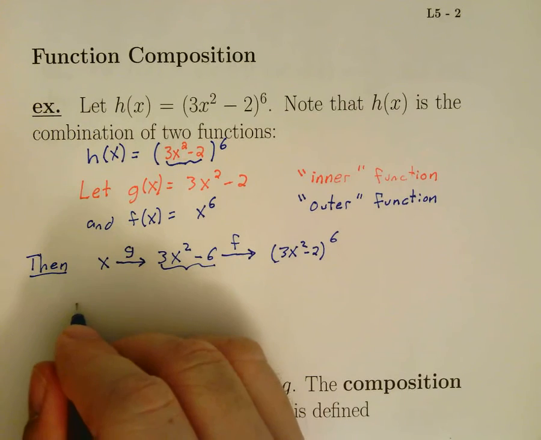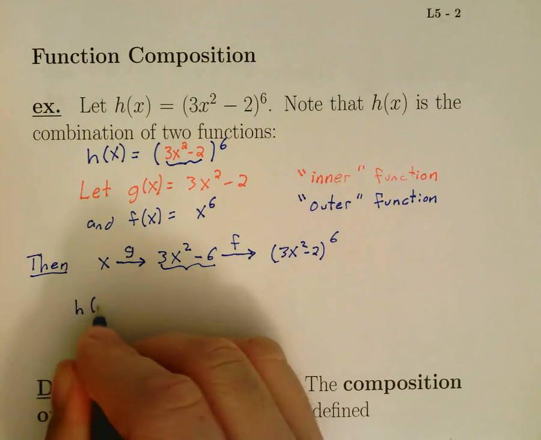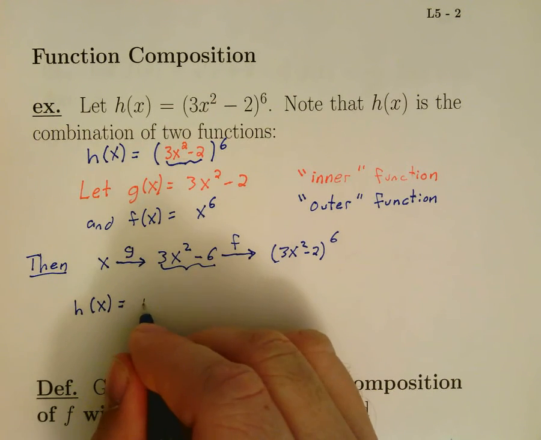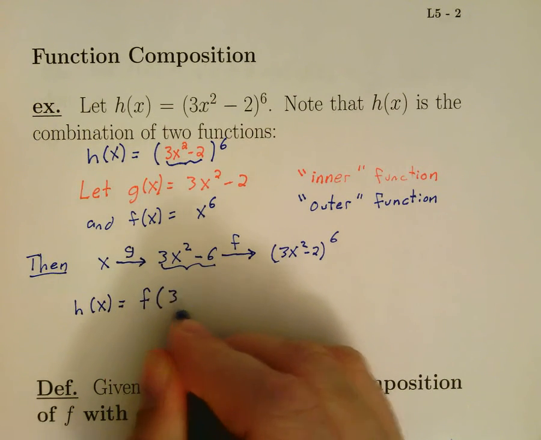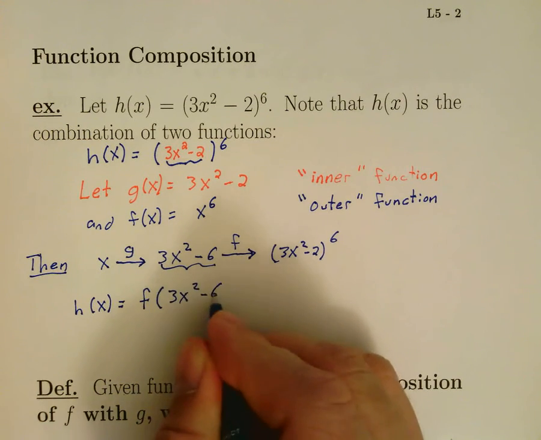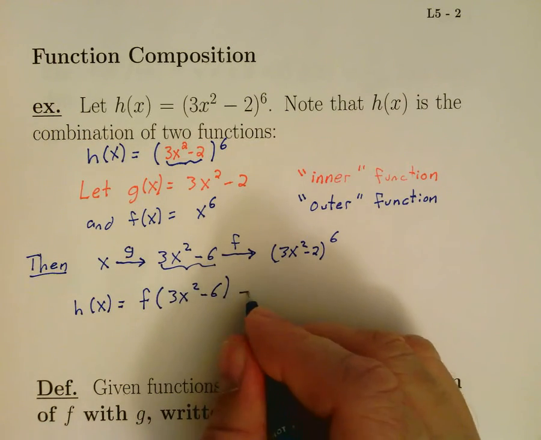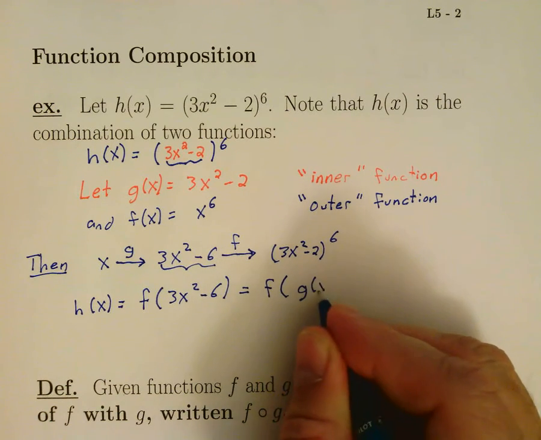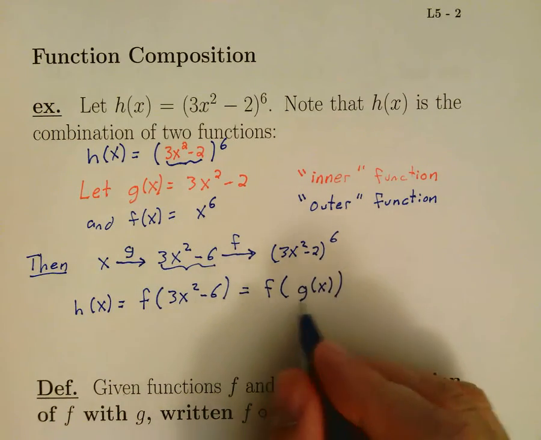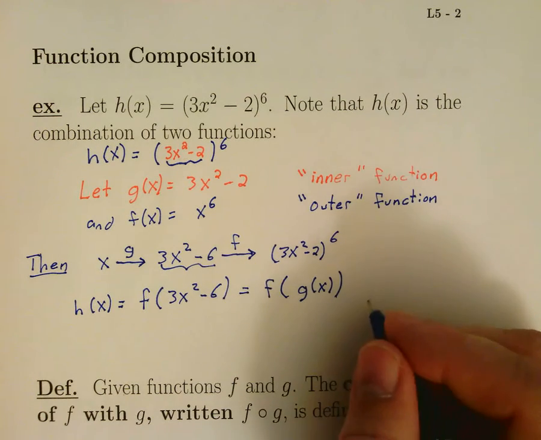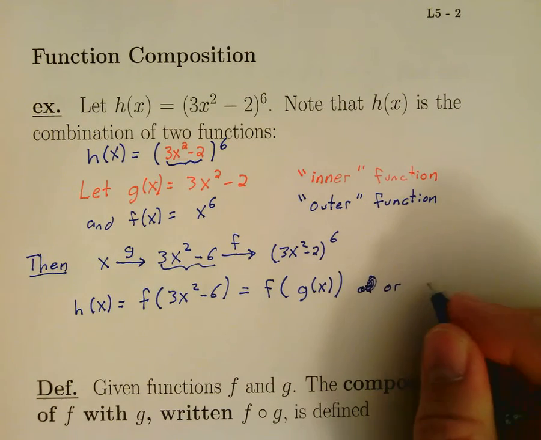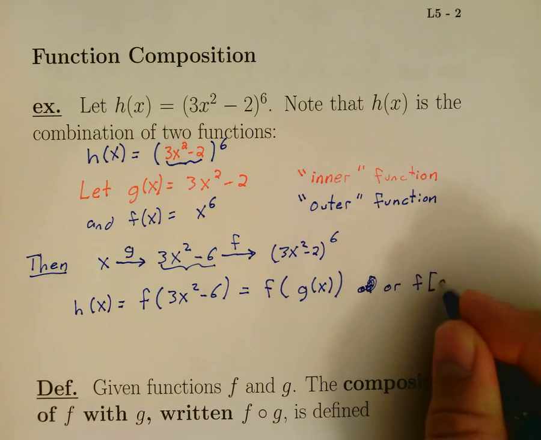So the way we write this is that h of x is equal to f of 3x squared minus 2. But 3x squared minus 2, that was just g of x. So that's f of g of x. So notice g is the inside function and f is the outside function. You can also write it with f with brackets. Sometimes you'll see it that way.